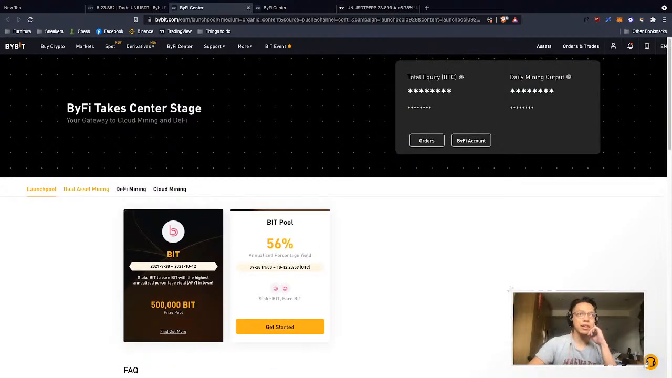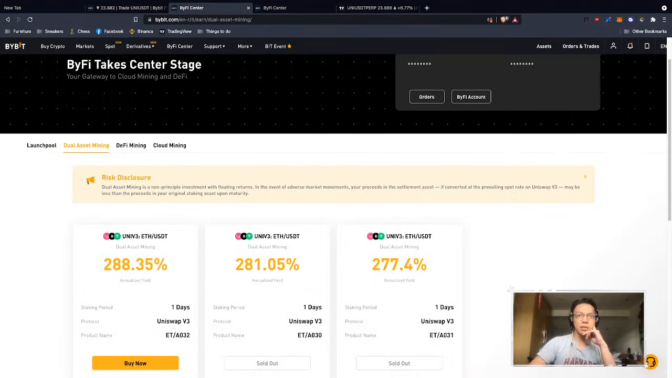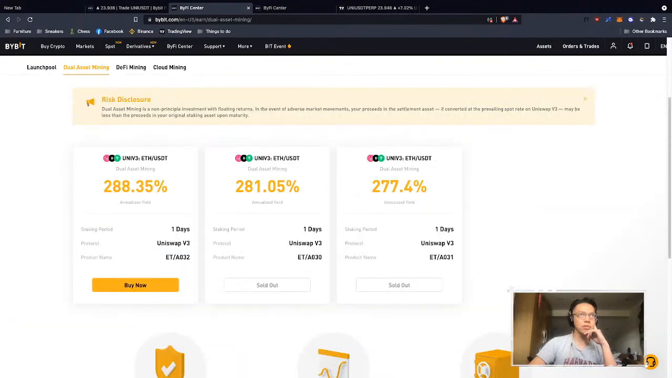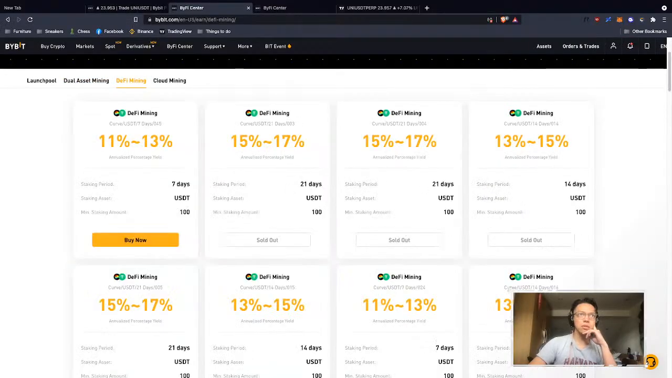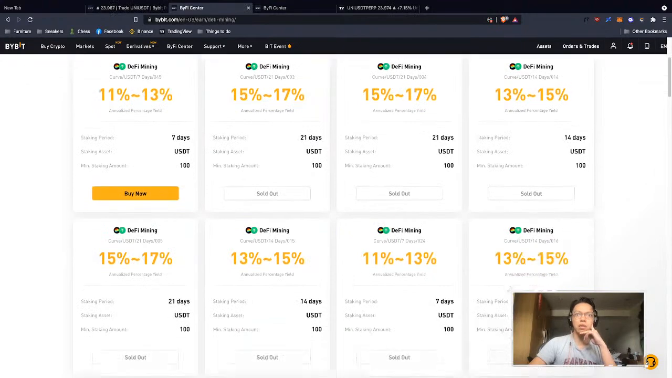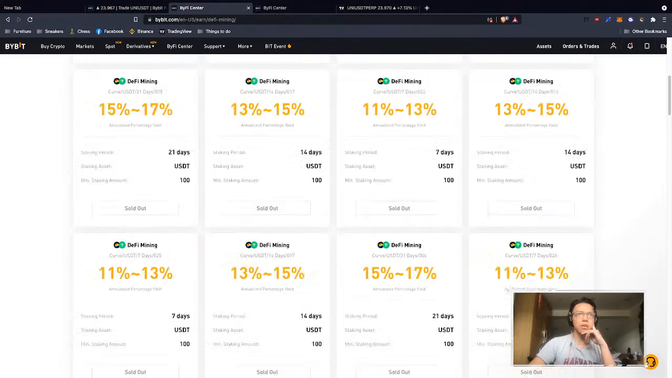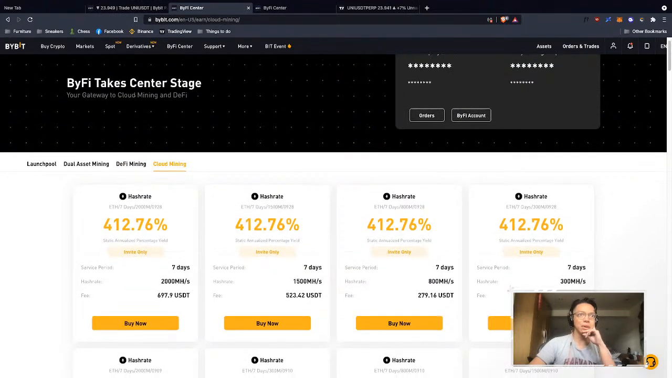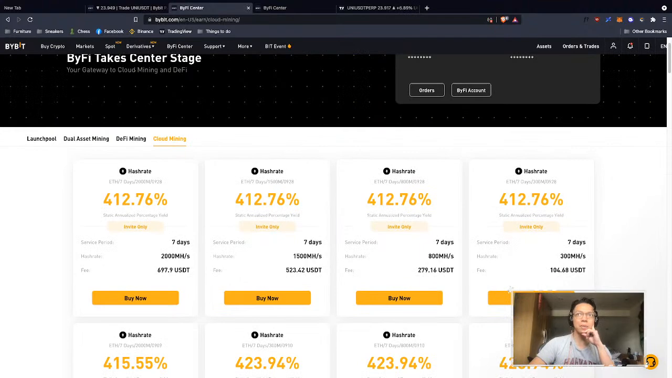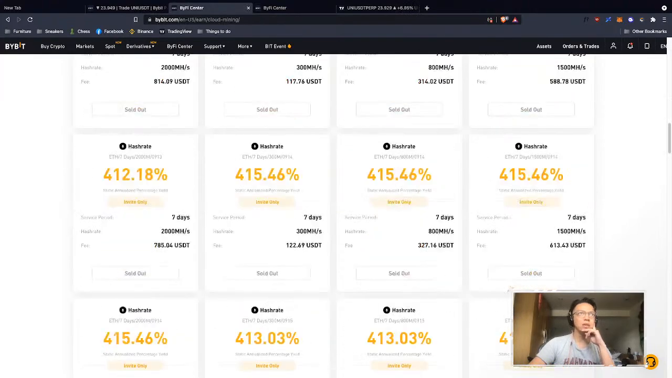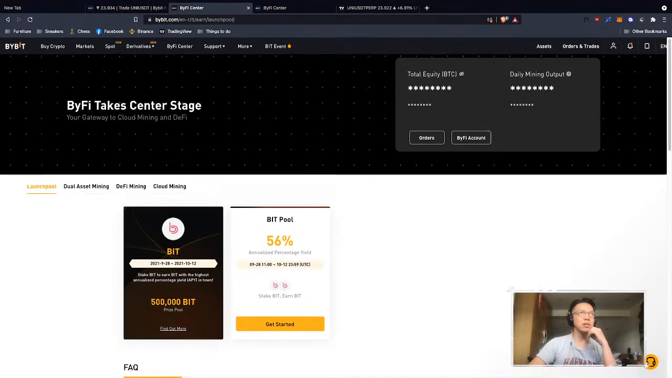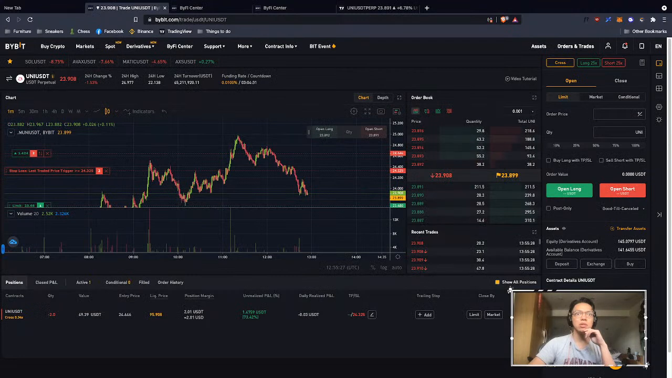Let's actually look at it. Oh my God, what? Okay, this is very interesting. Minimum staking amount is 100 USD. Cloud mining. Whoa, okay. These are invite only. So, let's actually look at some of these products, and I need to monitor my trade still. I think we're fine, we're sitting pretty.